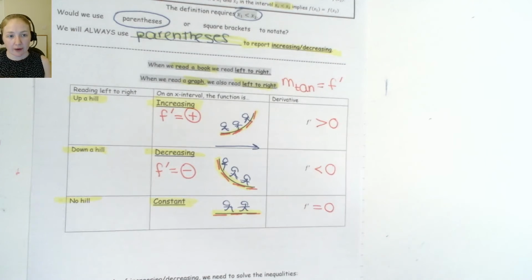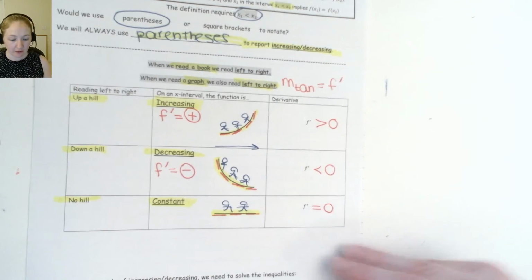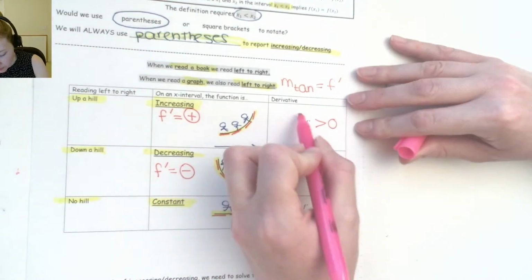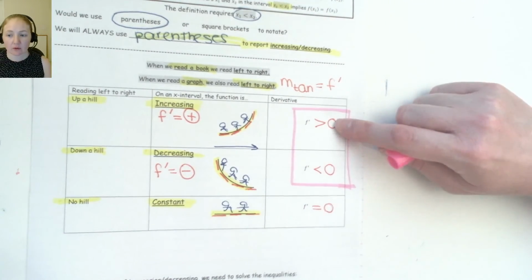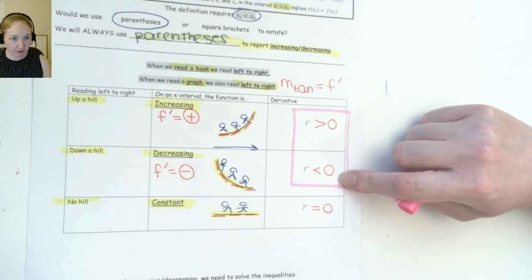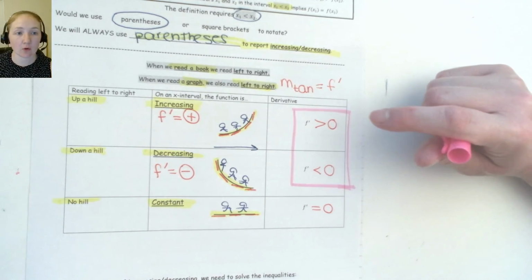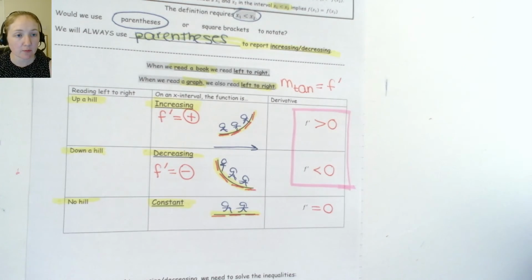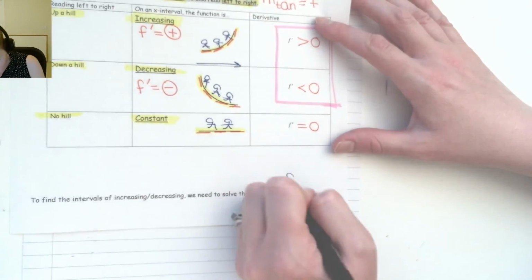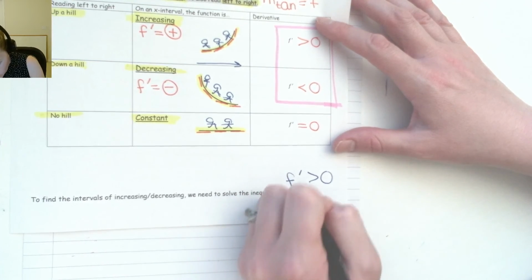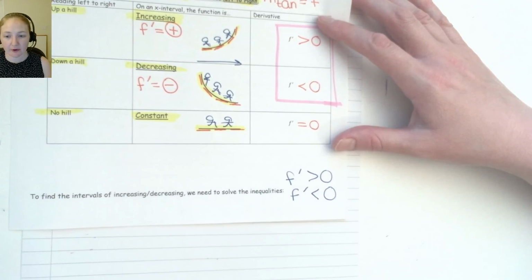So to figure out where the function is increasing or decreasing without drawing a graph, what it really boils down to is figuring out where the derivative is greater than 0 and where the derivative is less than 0. And so that's going to be our goal in the next section, to figure out where our derivative is positive and where our derivative is negative. All right, so again, to find the intervals of increasing, we need to solve the inequality f prime greater than 0, f prime less than 0.